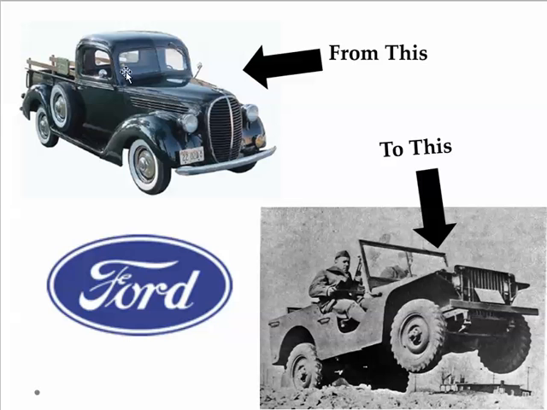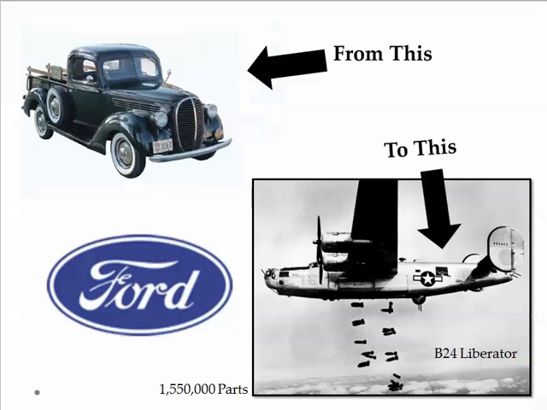Here's Ford Motor Company, which went from making a domestic type of vehicle to making a Jeep. That's a wartime conversion. And here's another one for Ford. They used to make these domestic vehicles. During the war they converted over to making things like the B-24 Liberator bomber here. It had over 1.5 million parts, where a domestic vehicle only had 15,000 parts. And Ford started making these bombers for the United States at record speeds, by the way.